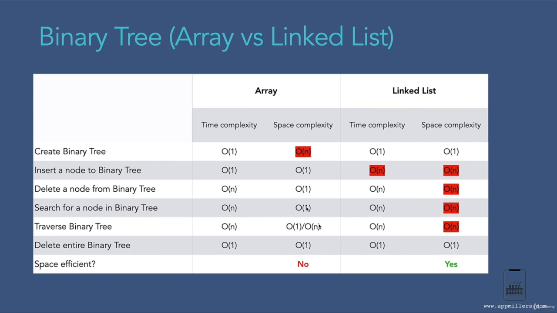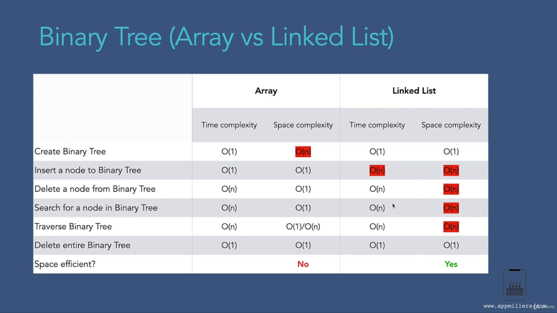Now the space complexity is O(1) because in this case, an extra space is not required to perform this operation. We are just looping through the array. So that's why it will take O(1) space complexity. Now in case of linked list, the time and space complexity is O(n) because here again we are using level order traversal.